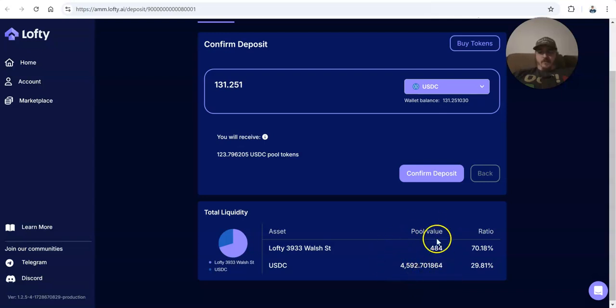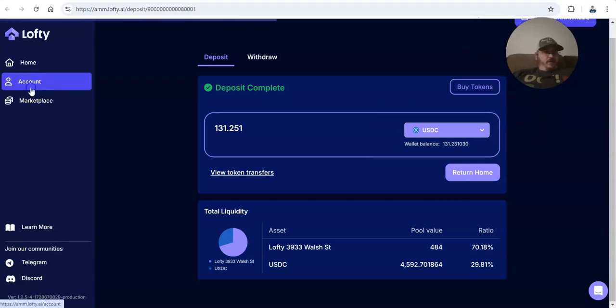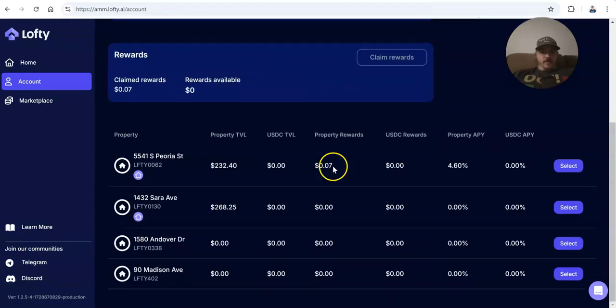Well, this is the total pool value, and so these are the USDC tokens. I see what's happening. So yeah, you don't necessarily expect those to be the same exact value as how many USDC you're putting there. Okay, I'm going to confirm that deposit. I think I'll just take a second, let that go through, and then I'll show you where. Okay, that deposit's complete. Go to the account page, and we'll see that.